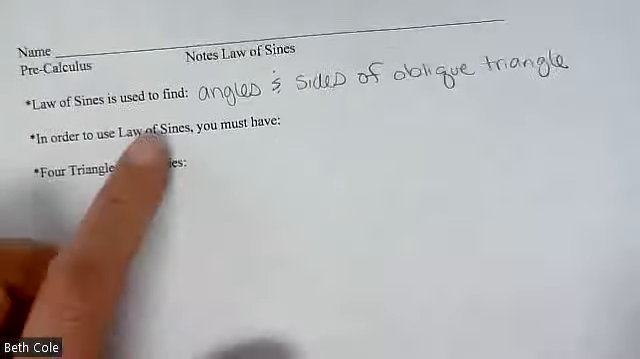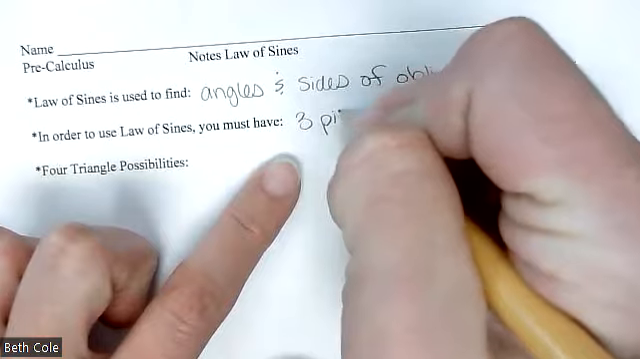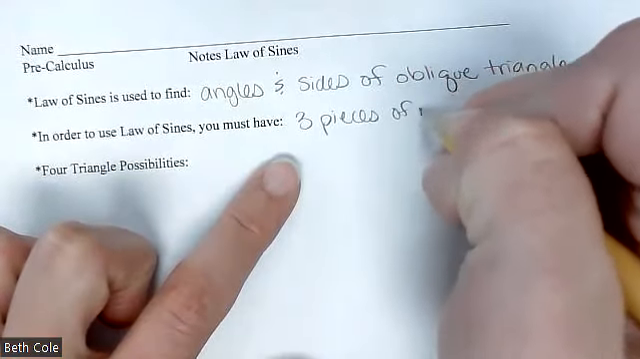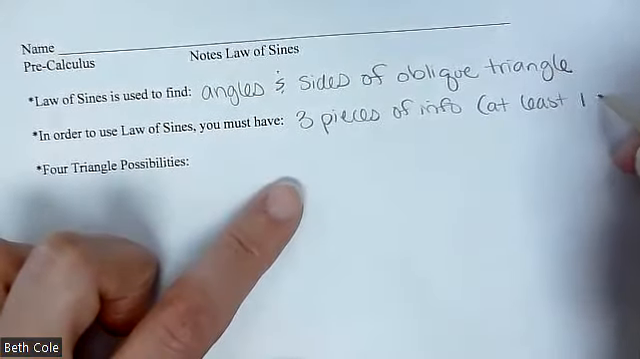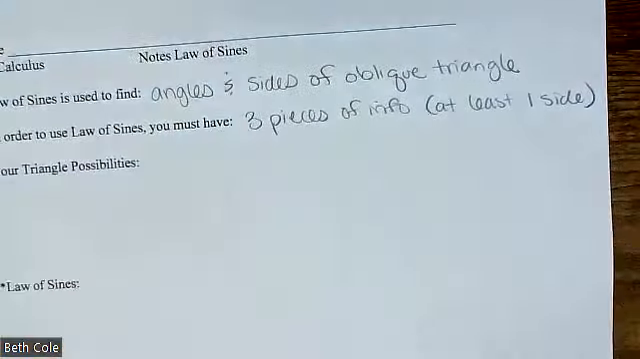All right, in order to use the law of sines, you must have 3 pieces of information, and at least one of them has to be a side. If all you're given are all 3 angles, you can't do the rest of the problem. You have to have at least one side.